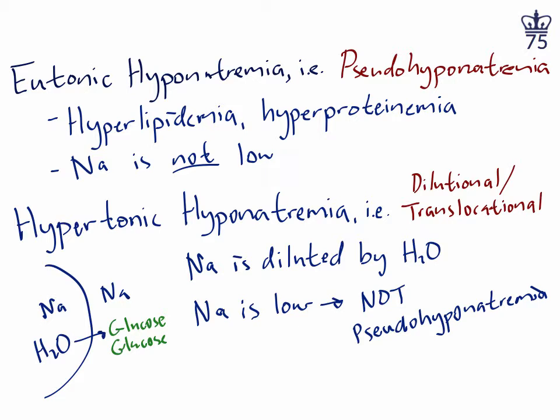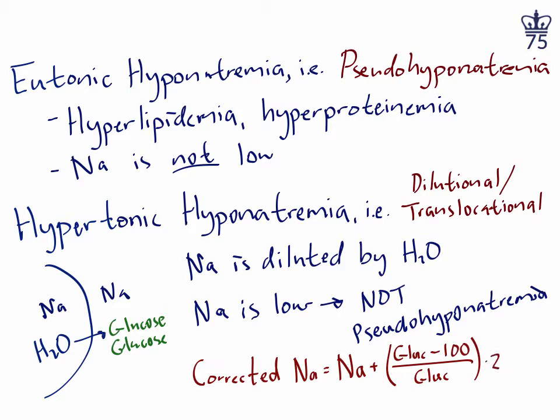You can actually calculate a corrected sodium level in the setting of hyperglycemia, which is useful and one of the first things you should do when you encounter a low sodium on a Chem 7. The equation for this is straightforward. Corrected sodium equals measured sodium plus glucose minus 100 divided by 100 times 2.4.